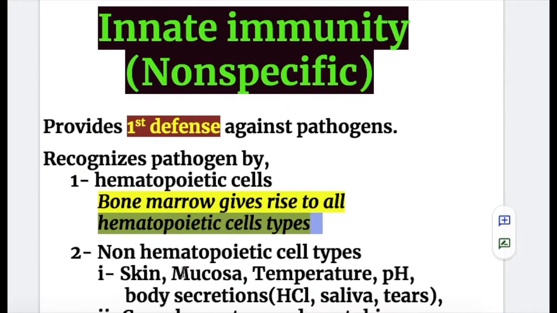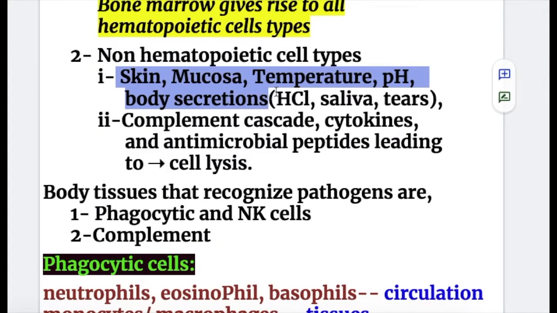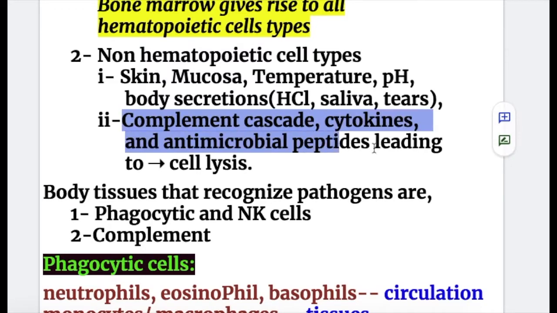And number 2, by non-hematopoietic cells, and they include number 1, skin, mucosa, temperature, pH, and body secretion. For example, HCl in the stomach, saliva, and tears. And number 2, complement cascade, cytokines, and antimicrobial peptides leading to cell lysis.